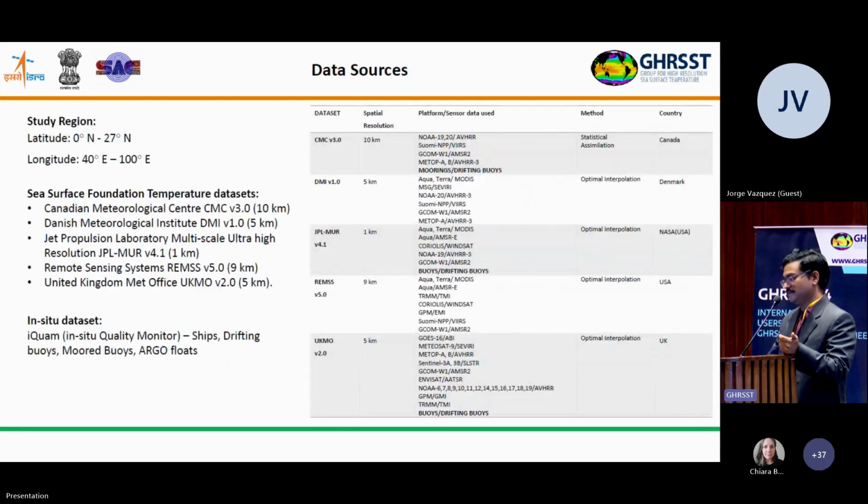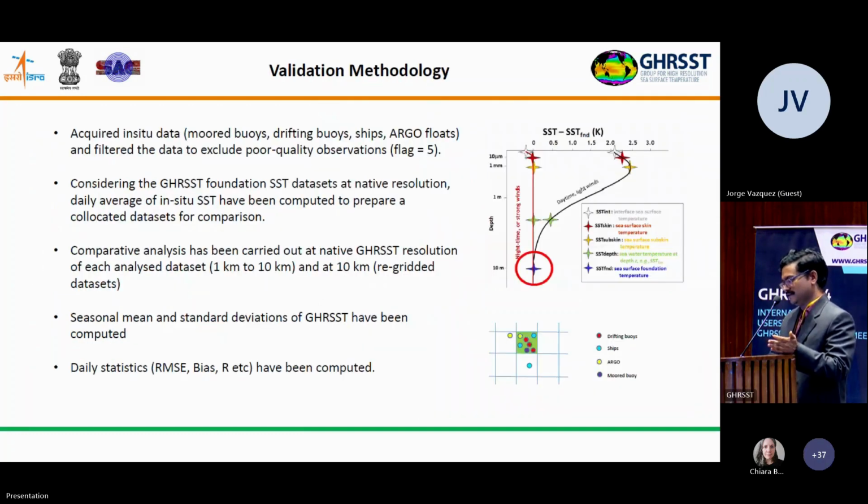And for this purpose, we have used iQuam data, which is an in-situ quality monitoring data, which contains the data from several platforms, including ships, drifting buoys, moored buoys, as well as Argo floats. We have considered all the data in this work. The validation method is like this. We acquired the in-situ data, we downloaded and processed the data, and we maintained that only the accurate quality data should be used, so we have used flag equal to 5, so that the poor quality data is discarded from the analysis.